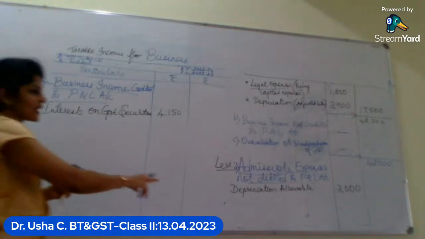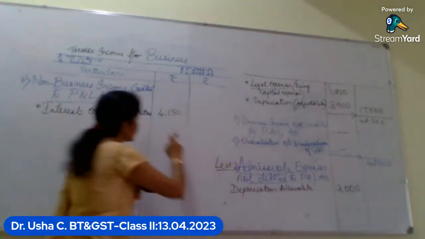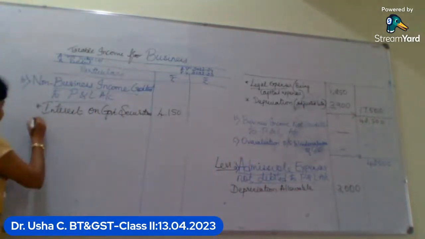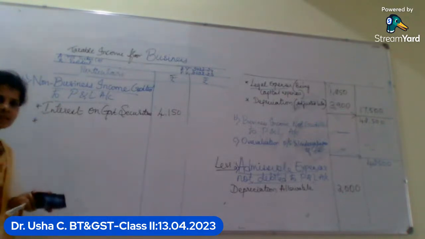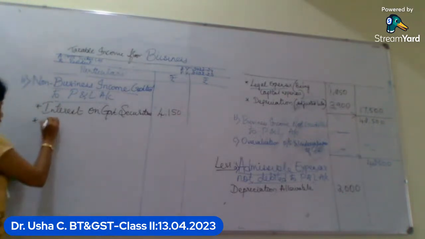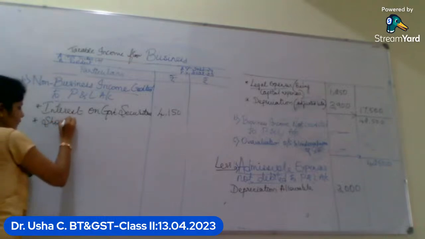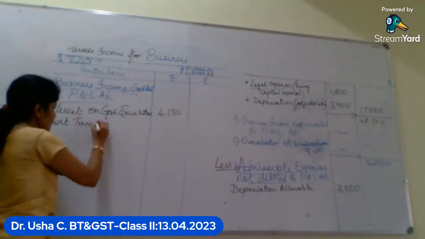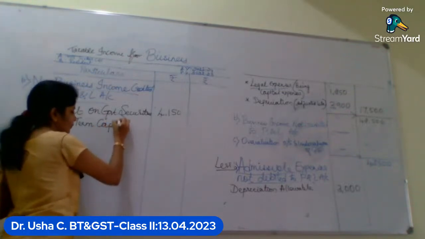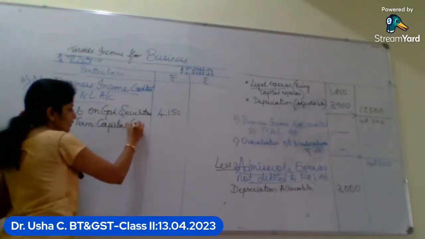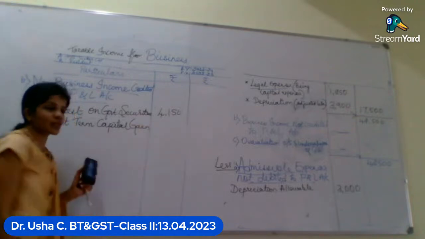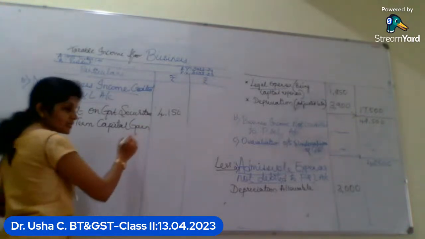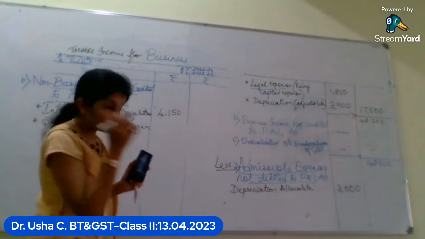There is one item of 3,000 we need to adjust. Now 4,150. Next item is capital gain. That is short-term capital gain. This is taxable under the head capital gain. Correct? So short-term capital gain. What is the amount of short-term capital gain? It is how much? 2,500.